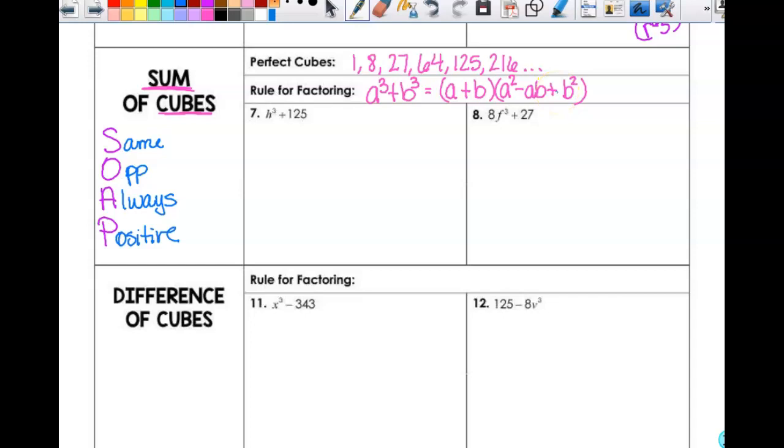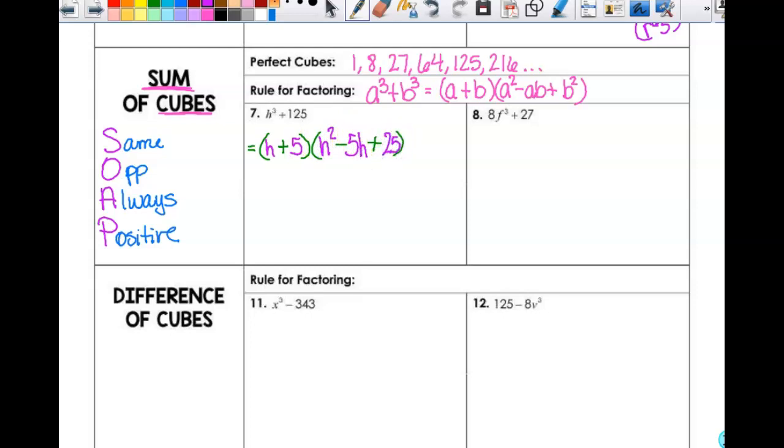So when you go to factor, you go, all right, I know this is going to give me a binomial and a trinomial. This is the sum of cubes, so this is going to be the same, opposite, always positive. You can get your signs in there before you worry about anything else, because that's most likely what you'd mess up on anyway. So then the cube root of h cubed is h. What's the cube root of 125? 5. Okay, so then this is going to give me h squared minus 5h plus 25.